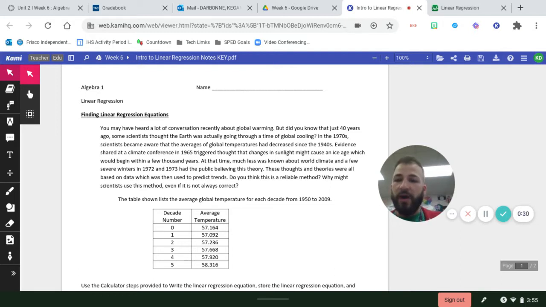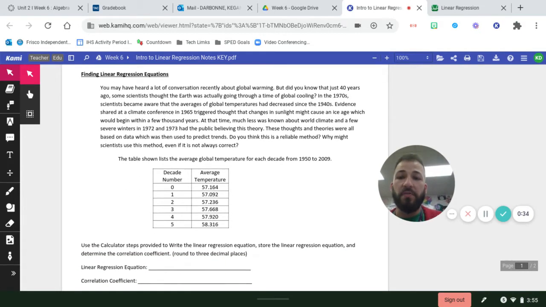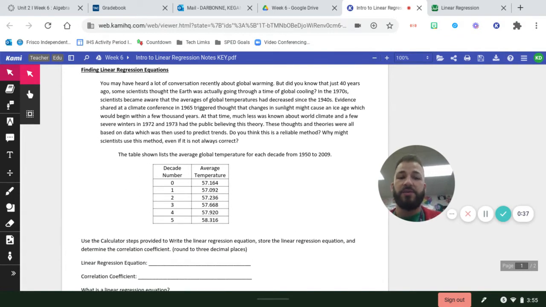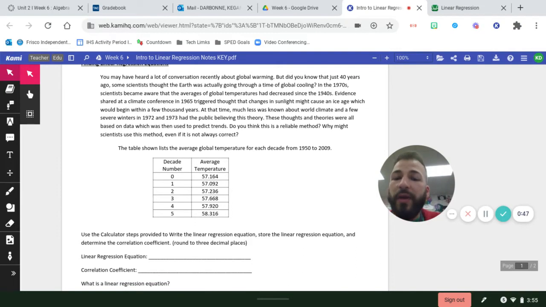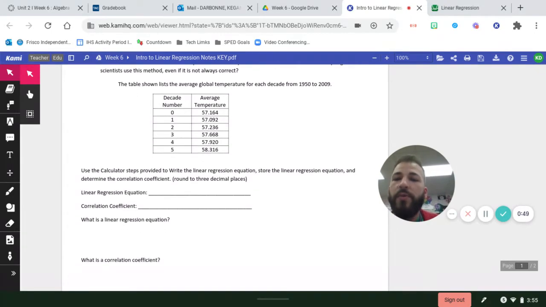So looking at this problem below, I'm not going to read it to you because I'm assuming you can read through it yourself. So if you would just go ahead and pause the video real quick and read that paragraph, and then you can get me going again. Okay, so as seen, we're looking at global warming. Down below we have the decades and then the average temperature through each decade. So we are going to write a linear regression equation.